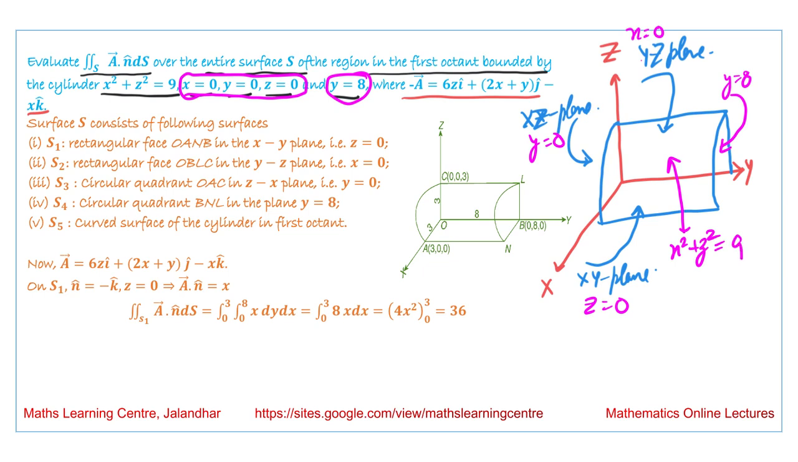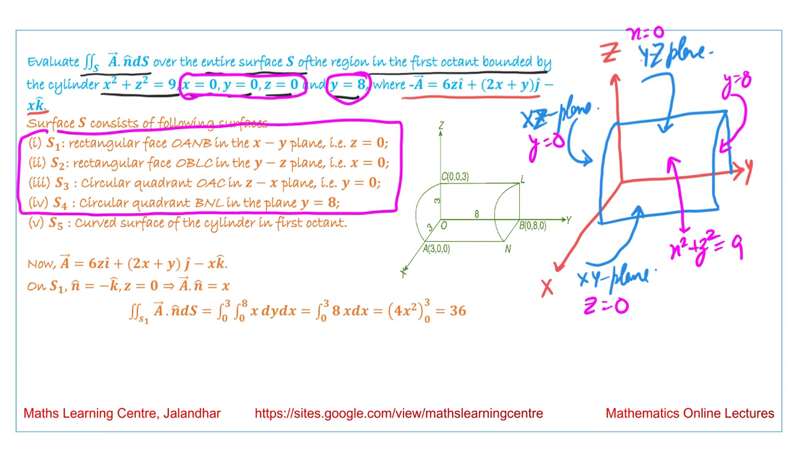So we have these first 4 regions, S1, S2, S3, S4. These are the 4 regions we are talking about, and this is the surface we have in the first octant, x square plus z square is equal to 9. Now the function A vector is given by this equation, and we have to find the integral.